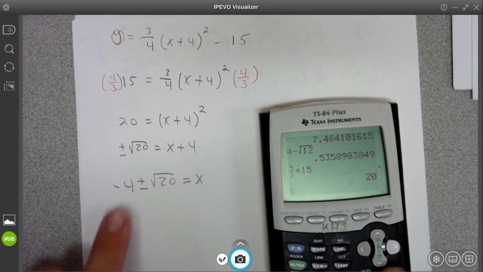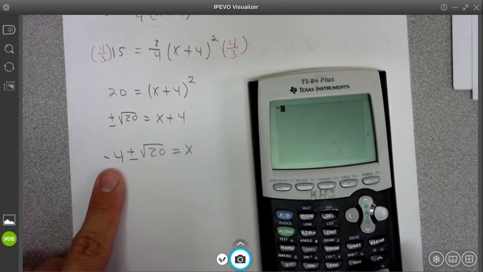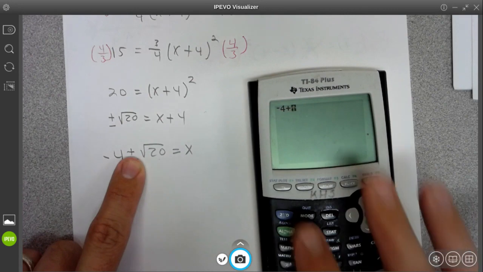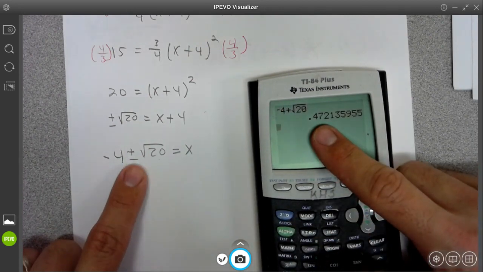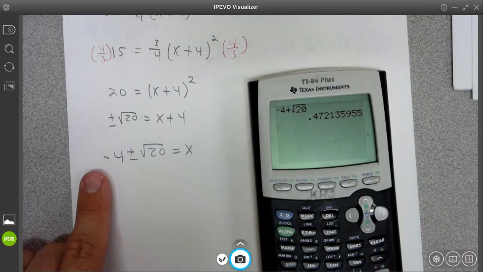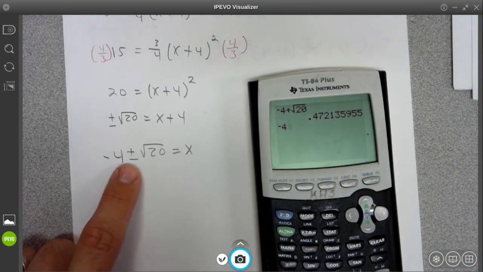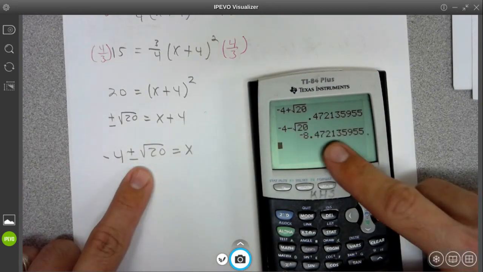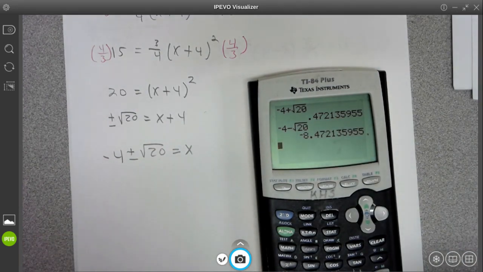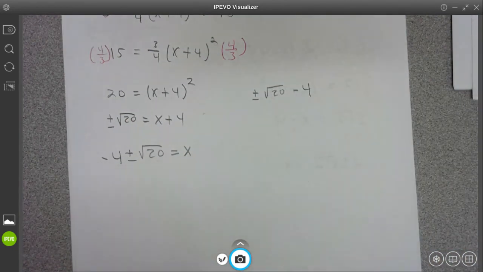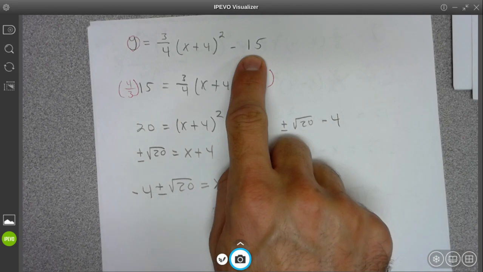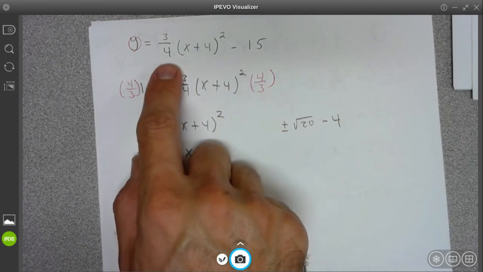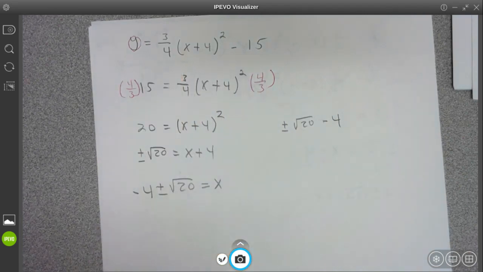Let's see what they are as decimals real quick. Negative 4 plus root 20. Okay, so 0.47. That's one of our answers. And then we would need to do negative 4 minus root 20. Negative 8.47. Okay. Not too bad. So the trick is, move that one over. And then to get rid of the fraction here, you just multiply by its reciprocal.